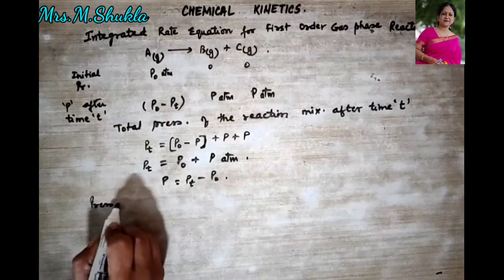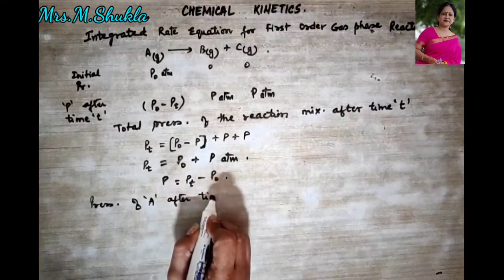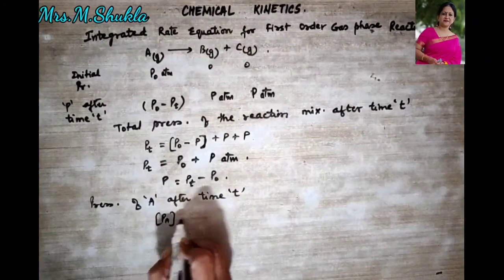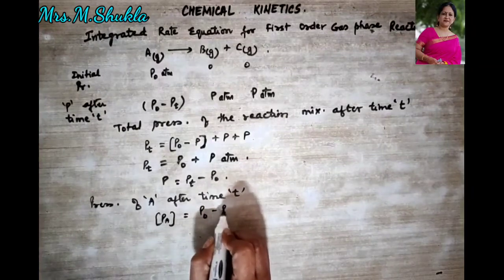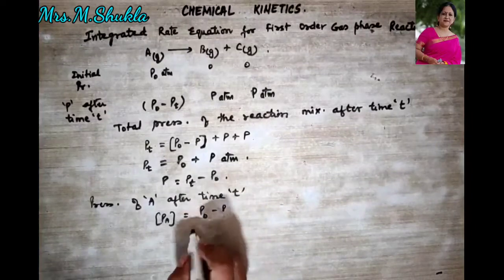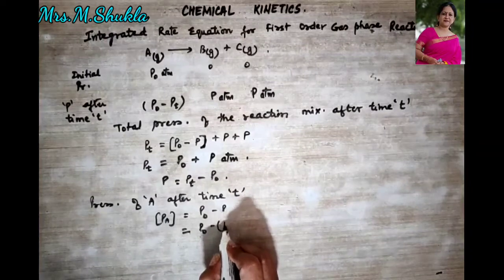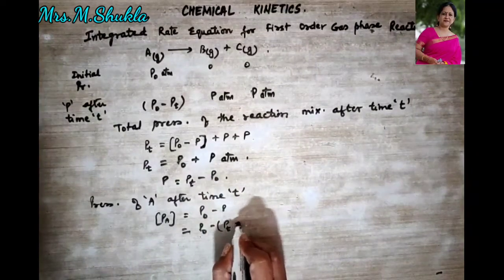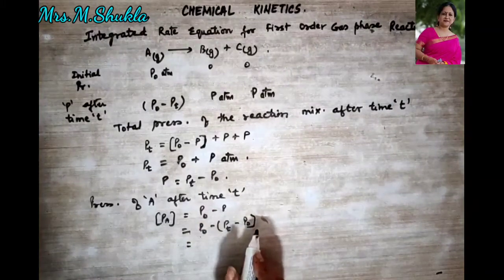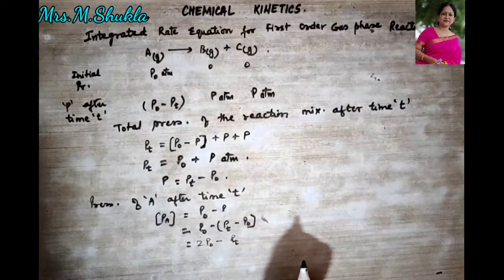Now the pressure of A after time T, what will it be? PA will be equal to P naught minus P. P naught minus P will be equal to P naught minus, what is your P? Your PT minus P naught. If you open the bracket, you get 2 P naught minus PT.